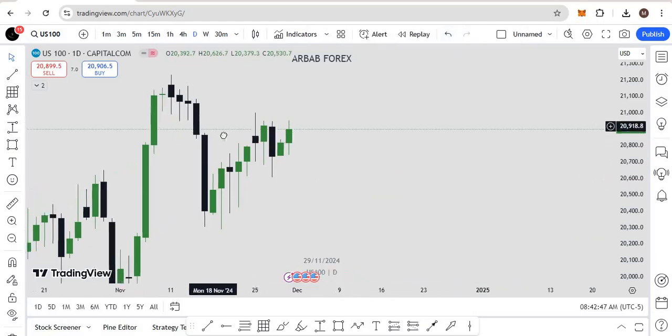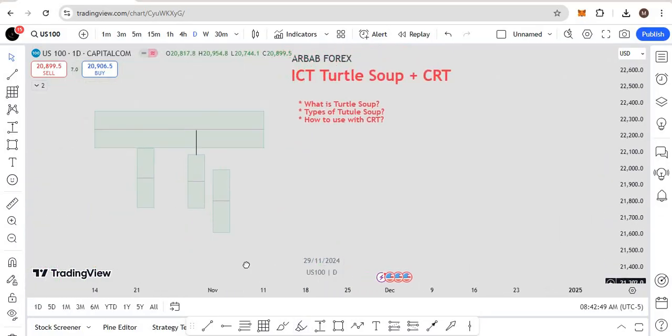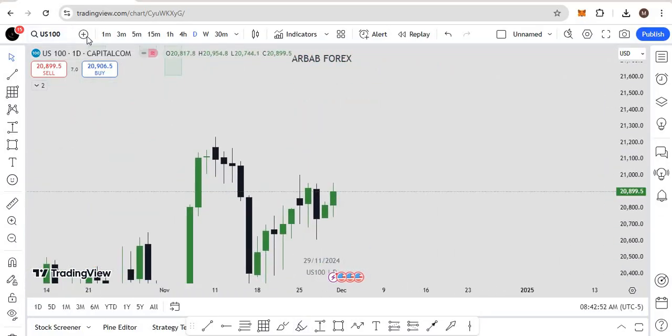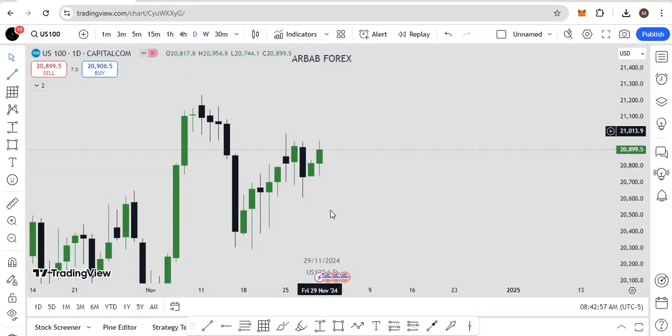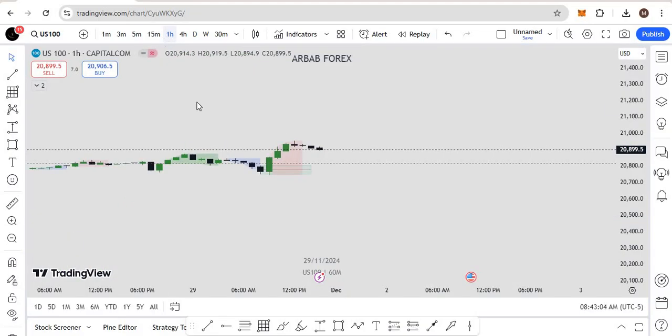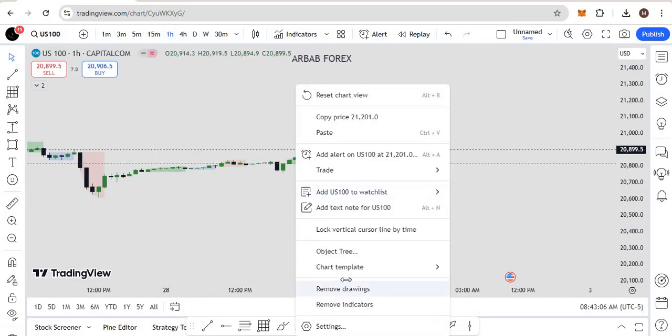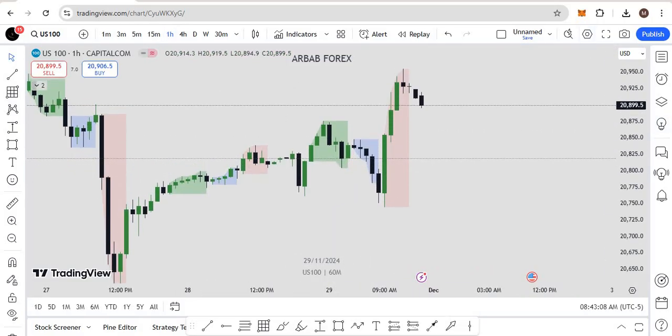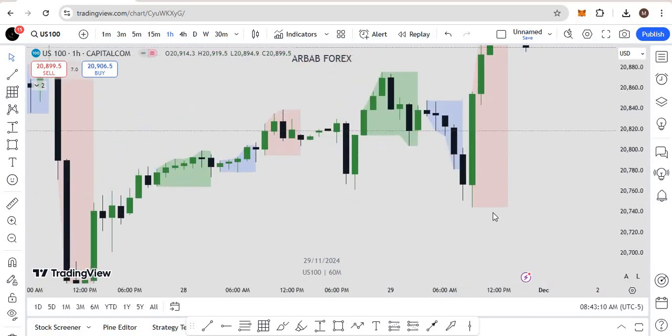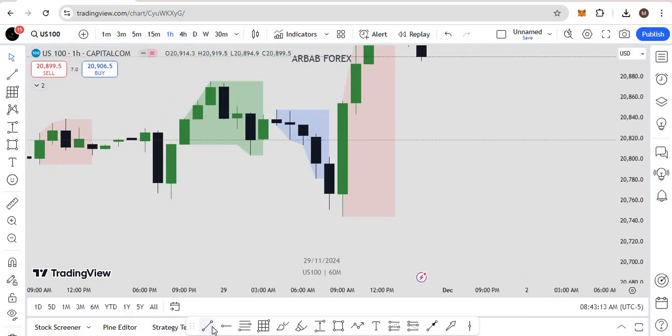So now let's go to our original topic. I am working on US 100, and this setup works for me on US 100 at a specific time. So what is the time? I will go first to the 1 hour time frame and remove the drawings. Every month I can catch this setup successfully 5 to 6 times.